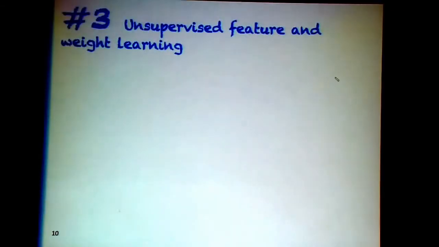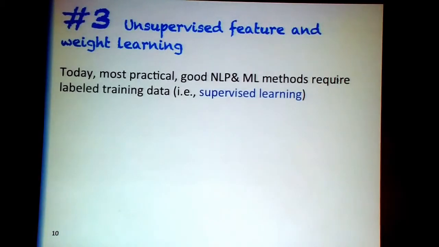This is the third motivation. It's a motivation that you hear a lot, not only in talks about deep learning, but deep learning is really one of the very promising ways to address it. At the moment, most good NLP and machine learning methods require labeled training data. We do supervised learning. Now, of course, there's a massive amount of work on unsupervised, semi-supervised, etc.